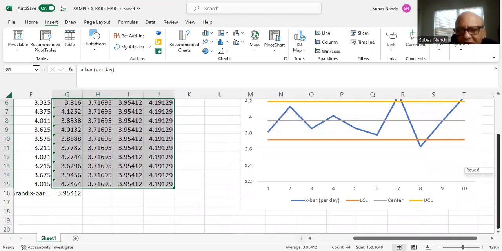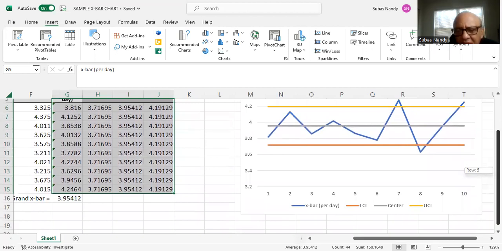The yellow horizontal line is the upper control limit. The orange horizontal line is the lower control limit. The dashed horizontal line in the middle is your grand X bar. And the blue is basically showing you how the X bars are on different days.